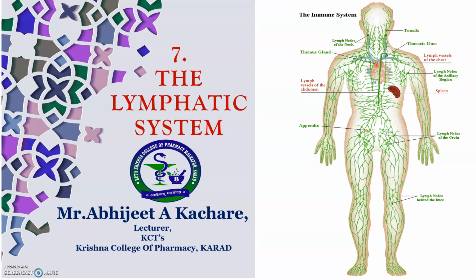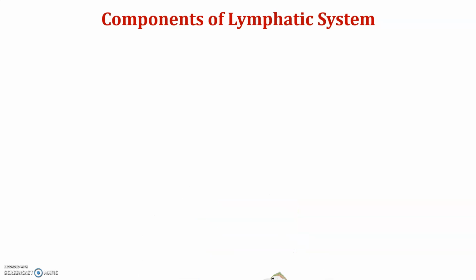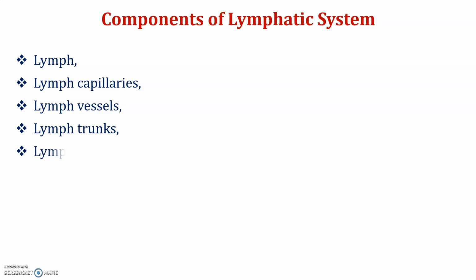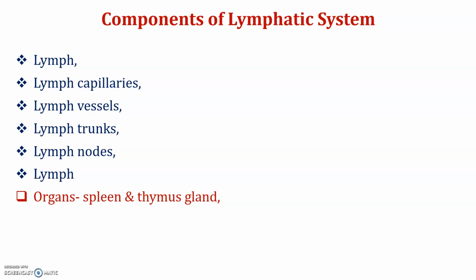In previous videos, we discussed different systems like skeleton, blood, then tissue, cell. But according to the PCI syllabus, this is the next important topic from your exam point of view. So let us discuss the different components of the lymphatic system. Number one is lymph capillaries, lymph vessels, lymph trunks, lymph node, lymph. Some organs are present, like spleen and thymus gland, and some tissues are present, like lymphoid tissue. Example is tonsils. So these are the different components of the lymphatic system.